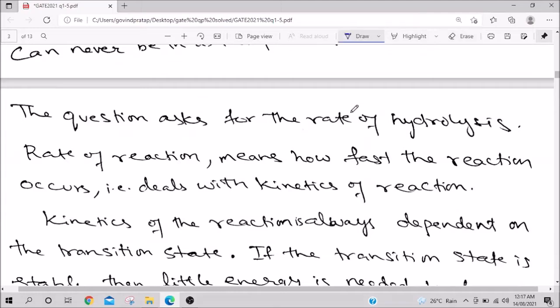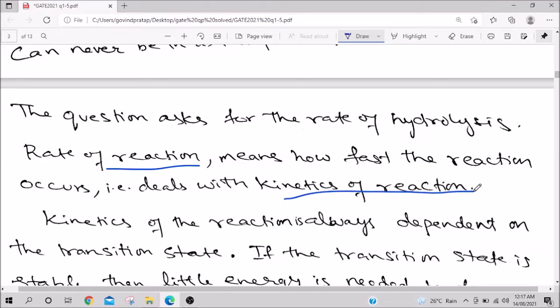Now, it is asking for the rate of hydrolysis. Whenever rate of reaction is mentioned, it is talking about kinetics, how fast the reaction is happening. Kinetics depends upon how stable your intermediate is. A reactant is there, a product has to form. If the intermediate is unstable, you have to put in more energy, and it takes more time for the reaction to happen. If the transition state is stable, the intermediate is stable, so little energy is needed and it takes less time. So, the reaction is faster. That is what it is asking.